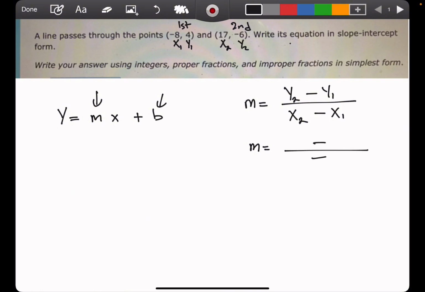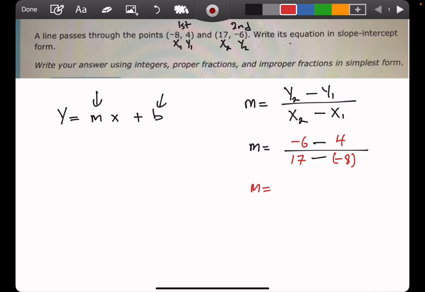So y2 is negative 6. Y1 is 4. X2 is 17. And x1 is negative 8. Did you guys see what I just did right there? Yes, sir. Now let's find the slope.